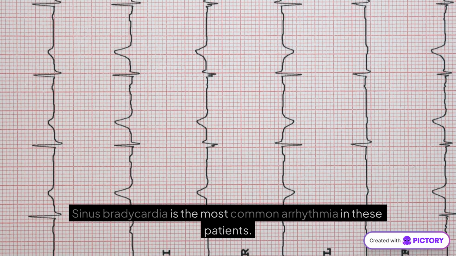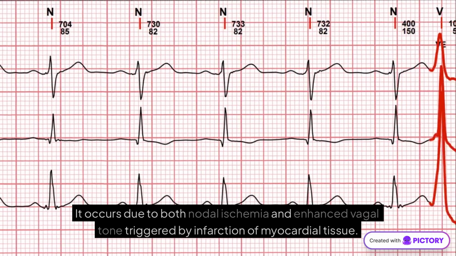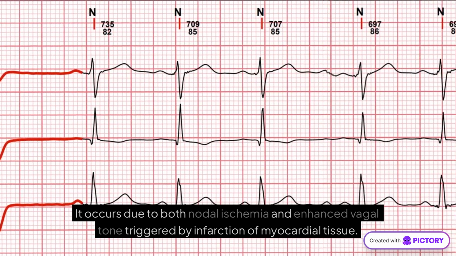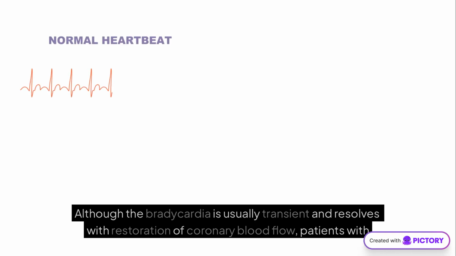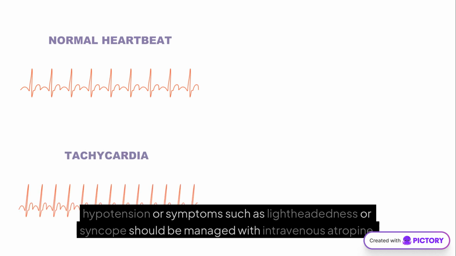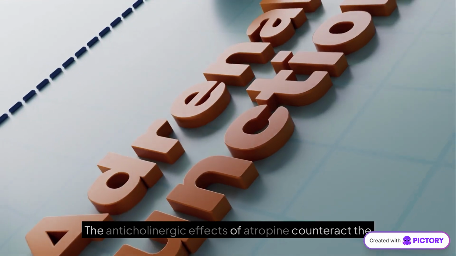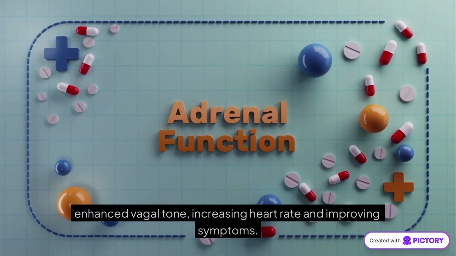Sinus bradycardia is the most common arrhythmia in these patients. It occurs due to both nodal ischemia and enhanced vagal tone triggered by infarction of myocardial tissue. Although the bradycardia is usually transient and resolves with restoration of coronary blood flow, patients with hypotension or symptoms such as lightheadedness or syncope should be managed with intravenous atropine. The anticholinergic effects of atropine counteract the enhanced vagal tone, increasing heart rate and improving symptoms.